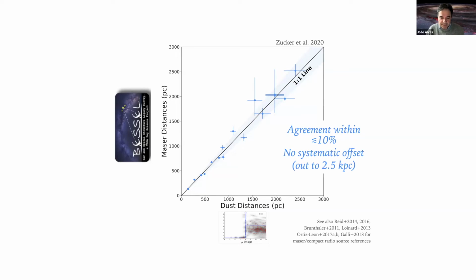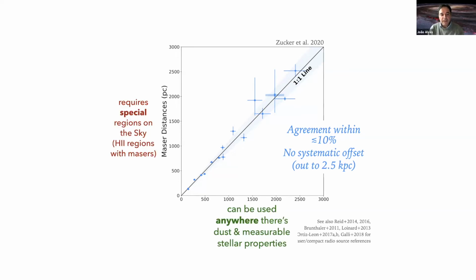What that means is that suddenly we don't need masers anymore to determine accurate distances to clouds. In fact, all you need is a direction where you have dust and measurable stellar properties. This is quite something. This is quite a jump. Okay, so this is how we do it.